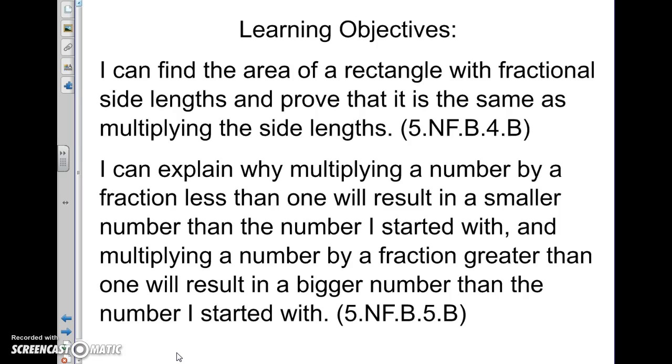Also, I can explain why multiplying a number by a fraction less than 1 will result in a smaller number than the number I started with, and multiplying a number by a fraction greater than 1 will result in a bigger number than the number I started with. 5th grade standards, numbers fractions, B5B.